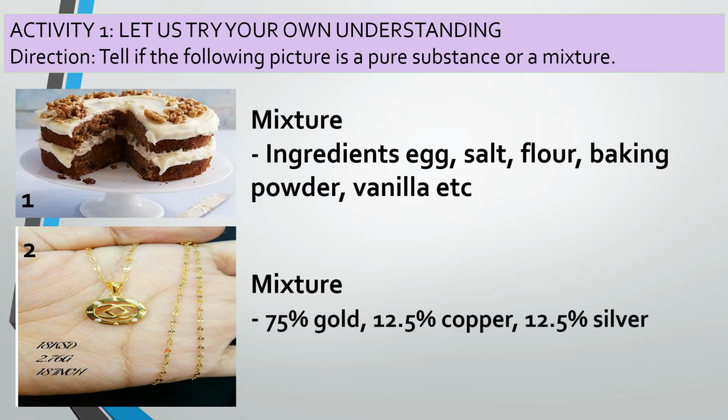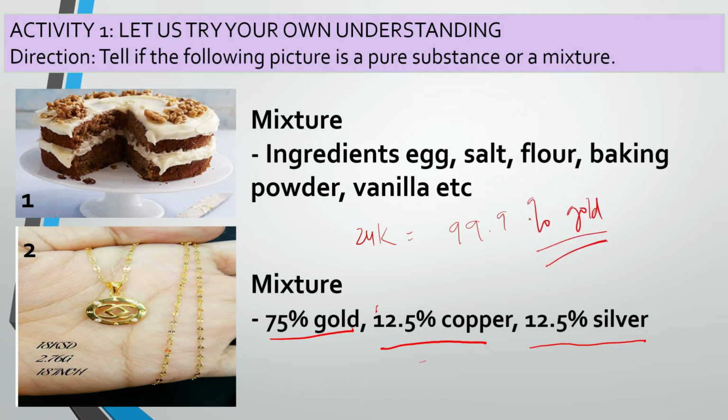Okay, correct. This is also an example of a mixture. Why a mixture? Because 18 karat gold is composed of 75% gold, 12.5% copper, and 12.5% silver. So these are just physically mixed with each other. This 18 karat gold is not a pure substance. The pure substance is 24 karat gold, and 24 karat gold is equal to 99.9% gold. Always remember this. So when it goes down to 18, 14, 10 karat gold, they are called mixtures.